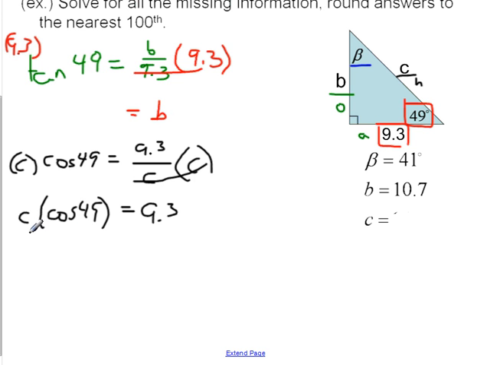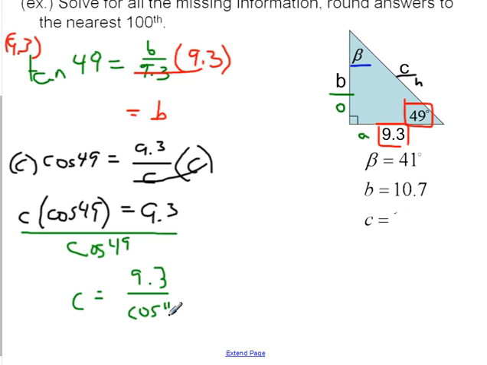Now how would I get the C by itself? At this point, divide everything by the cosine of 49. C would equal 9.3 over the cosine of 49, and we should get C to equal 14.18. So that's really all you're doing here. The key is just identifying what you know, and then relating those to the different trig functions to find what you're trying to solve.